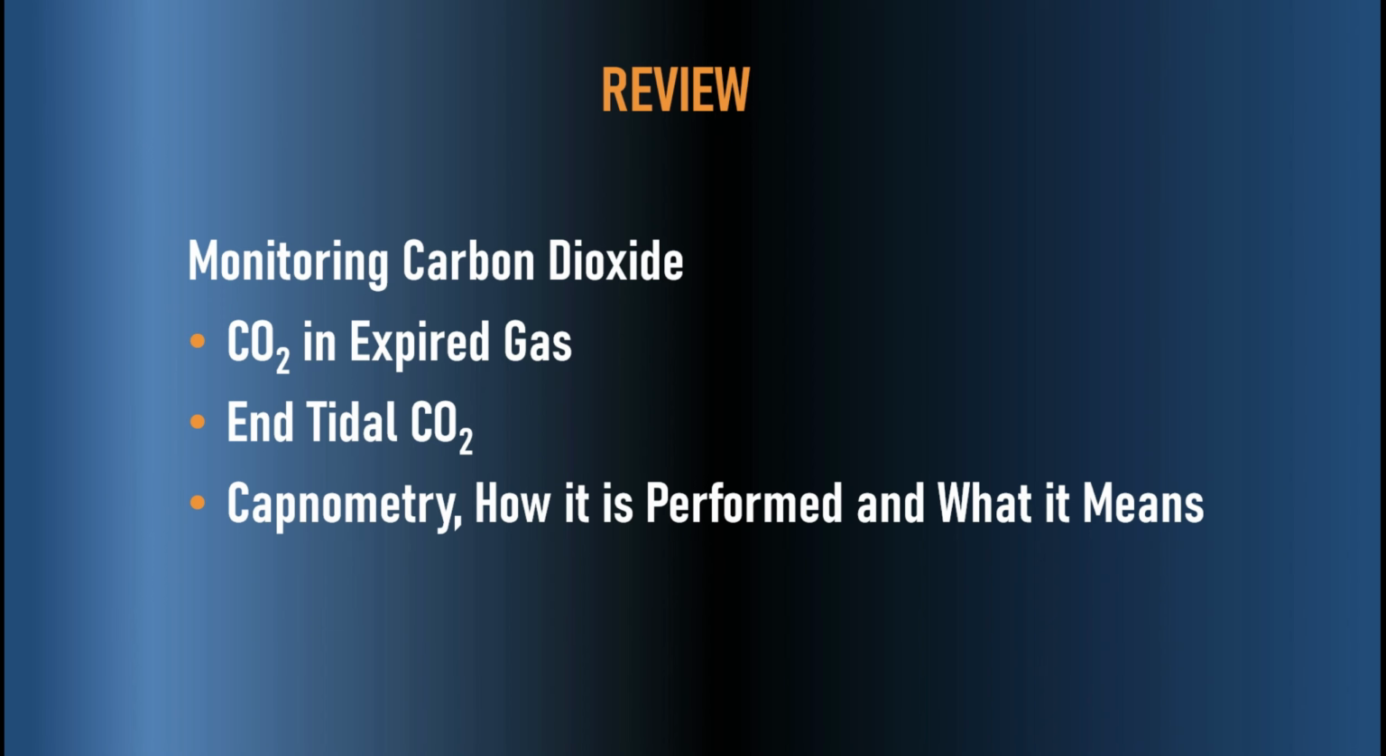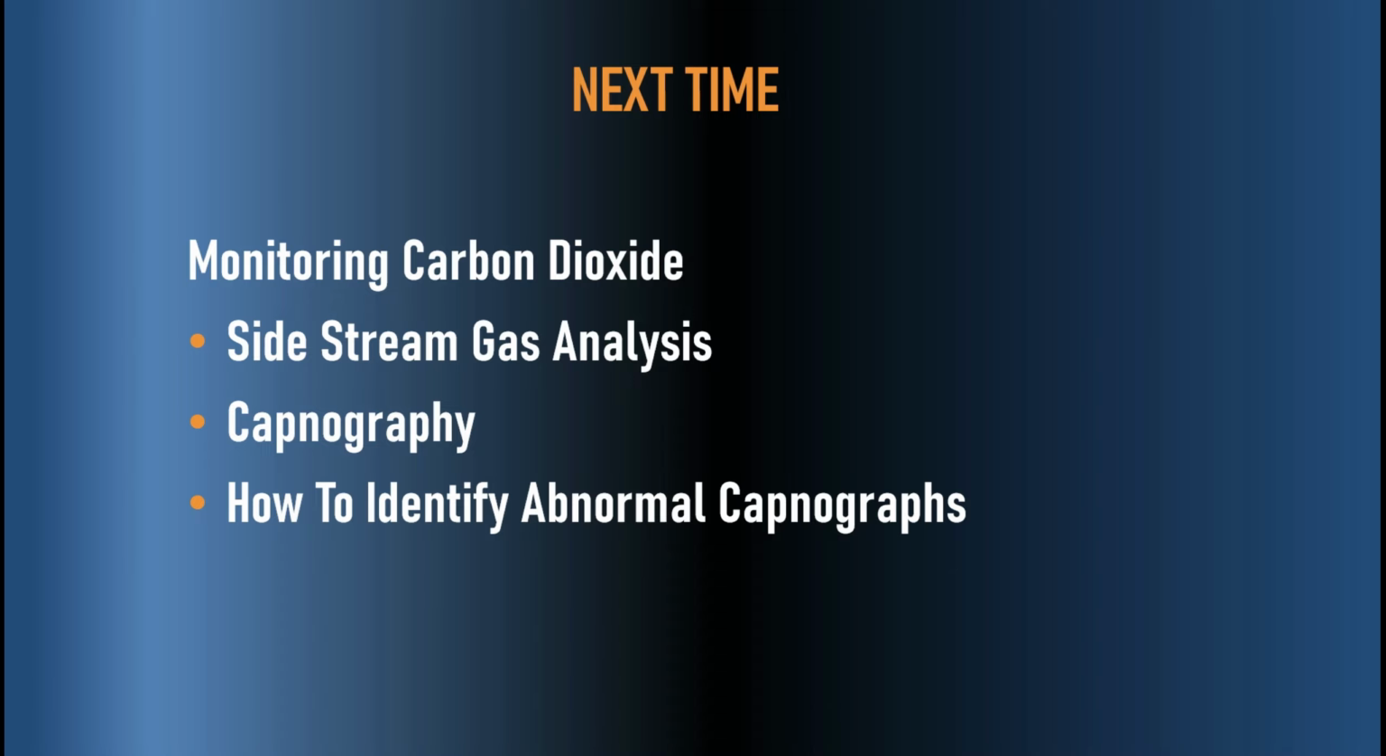In this tutorial, we discussed monitoring carbon dioxide, and I discussed carbon dioxide in expired gas. I went on to explain what end-tidal CO2 is, and we discussed capnometry, how it's performed, what it means, and what is the cause of a high or a low end tidal CO2. In the next tutorial, we're going to discuss monitoring carbon dioxide using a side stream gas analyzer, and we're going to look at capnography and how to identify abnormal capnographs. I'll see you soon, and I guarantee you'll learn something.